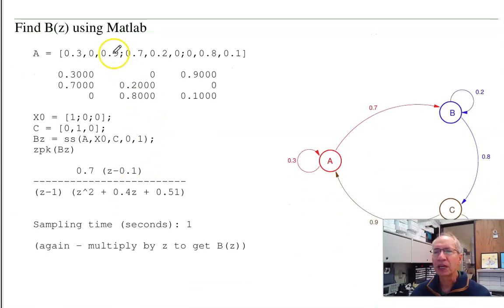So again, what I would do, I'd input the A matrix, x0, my initial condition, and a C matrix, since I'm looking at state 2. Input that system into MATLAB. Here's your A, x0, C. Your D matrix is 0. T is always 1 in statistics. Now find the transfer function, or zeros, poles, and gain. There's your zero, poles, and gain. That is B of Z if multiplied by Z. Okay, you don't always have to multiply by Z to get the actual transfer function, at least in this class.